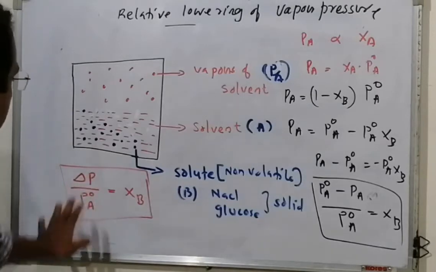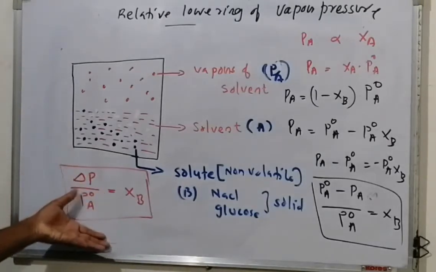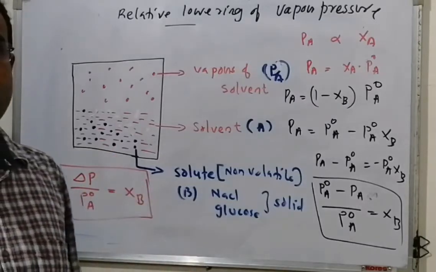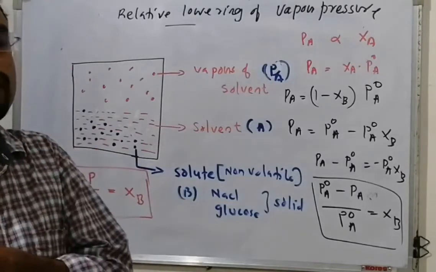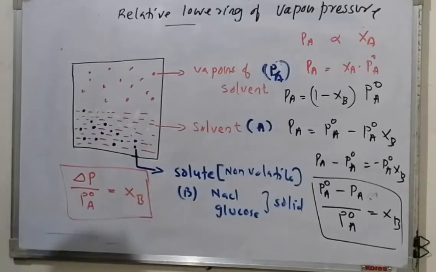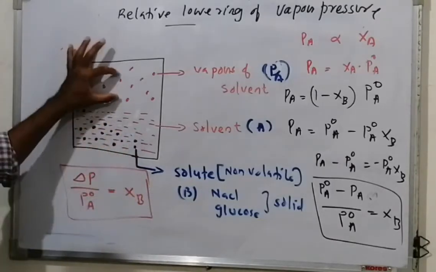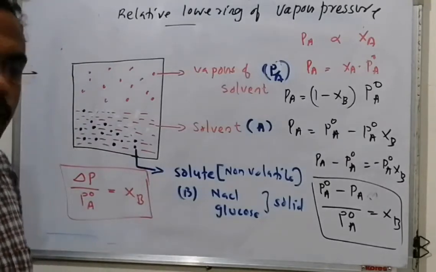Therefore, delta P divided by P0A is called the relative lowering of vapor pressure. That is equal to the mole fraction of solute. The meaning: how much the vapor pressure has been decreased is equal to the mole fraction of solute. If you have more solute here, there will be less pressure. Agree? Very good.